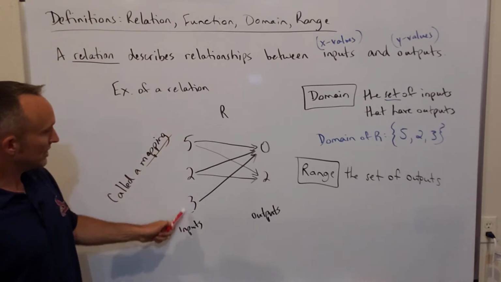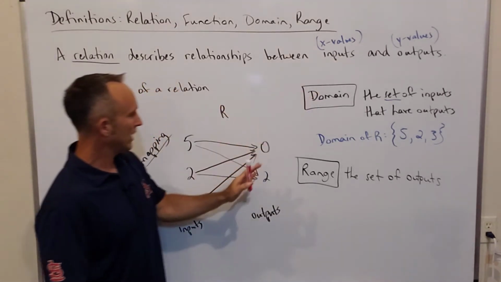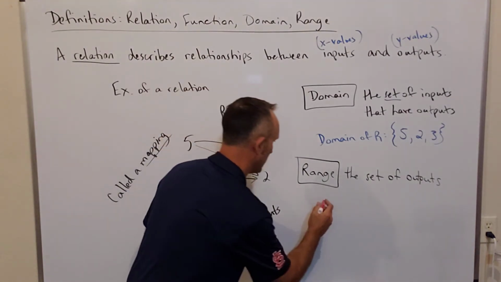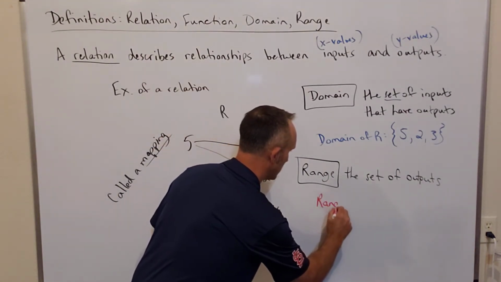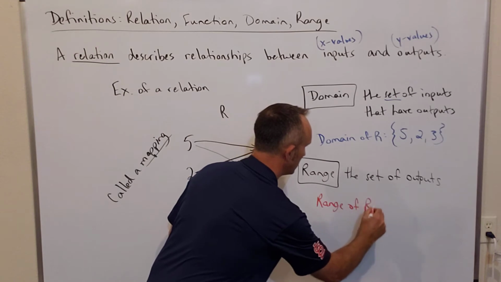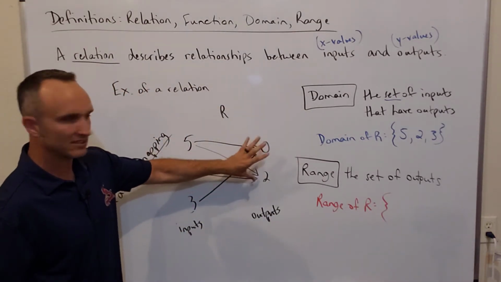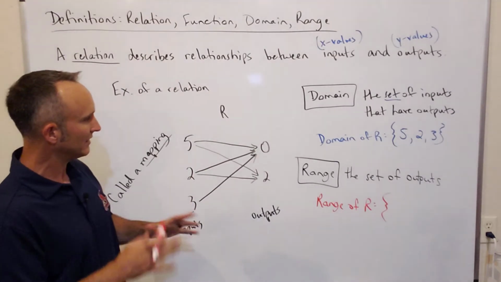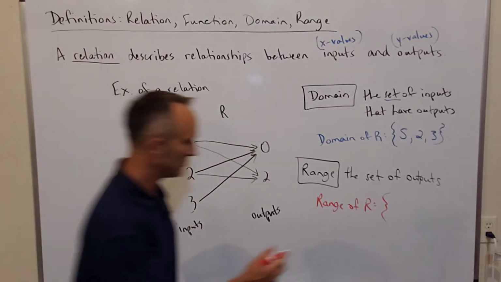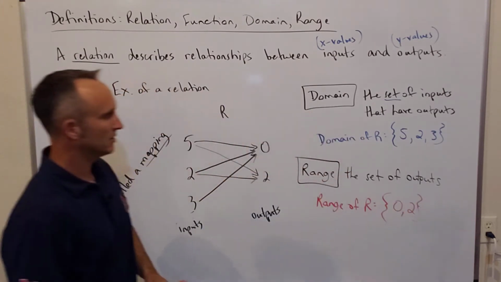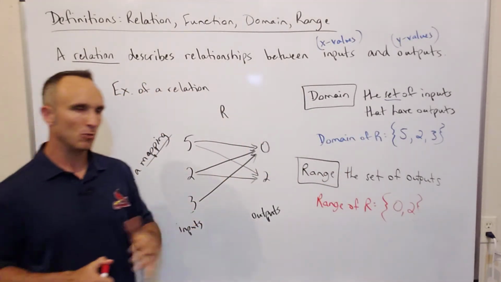Domain: inputs, x values. Range: outputs, y values, okay? So the range of this relation R is the set of outputs, which again is a finite list, not an infinite number of values. It's a finite list, 0 and 2. So we just make a comma-separated list enclosed within braces. So now we understand domain and range.